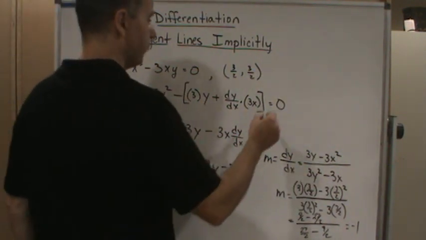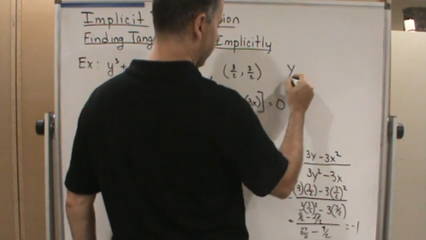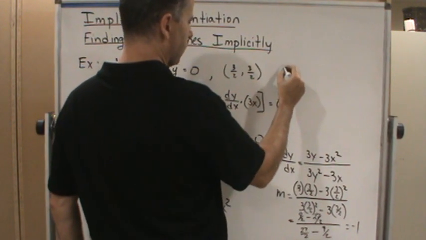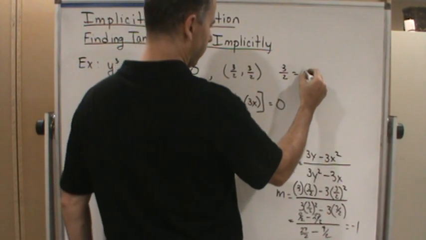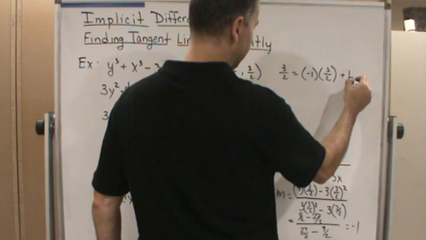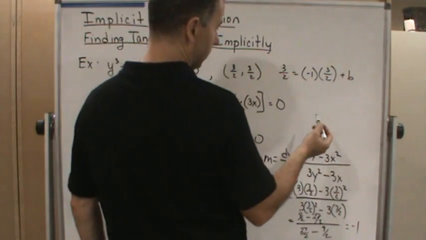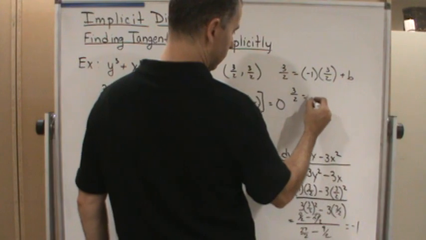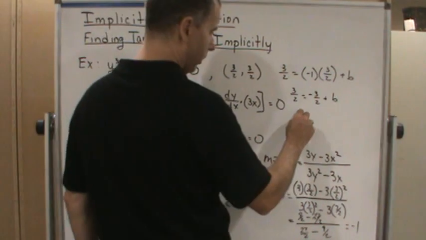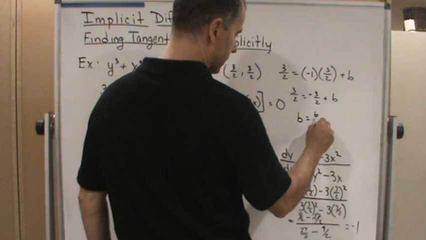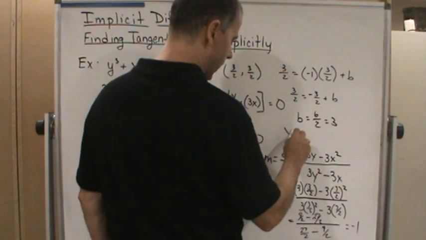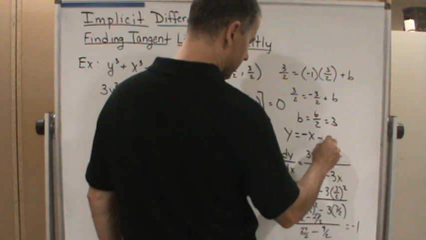And so now I get what? Since the slope is -1, now I'm going to write my equation of the tangent line. And so it's going to be 3 halves equals -1 times 3 halves plus b. And now watch what happens. Now I get 3 halves equals -3 halves plus b. So what is b going to equal? Well, b is going to equal 6 halves or 3. So there you go. I got my equation of the line. It's y equals -x plus 3.